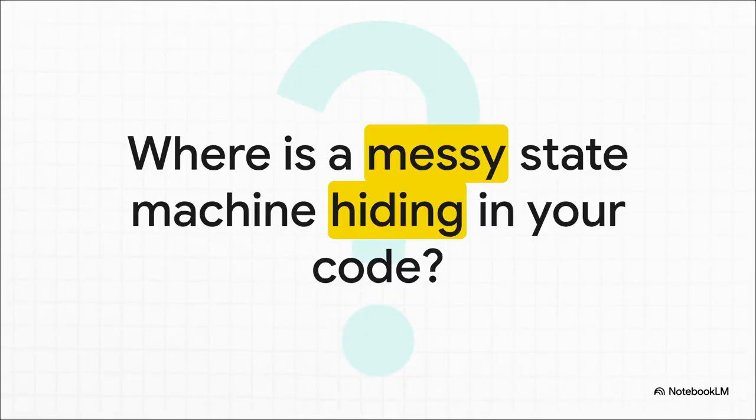So I'm going to leave you with a question to think about. In the code you're working on right now, I guarantee there's a messy, tangled, conditional state machine hiding somewhere. Where is it? Go find that beast and see if the state pattern is the key to finally taming it.